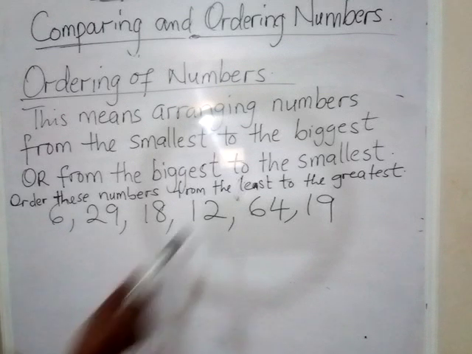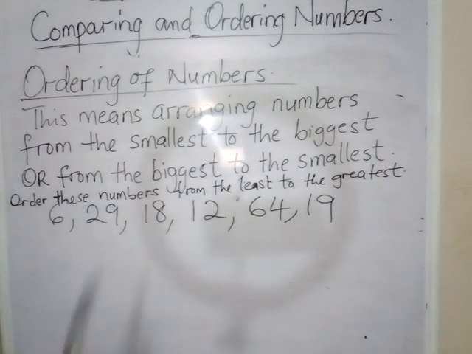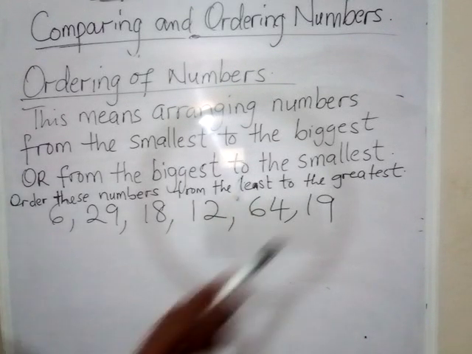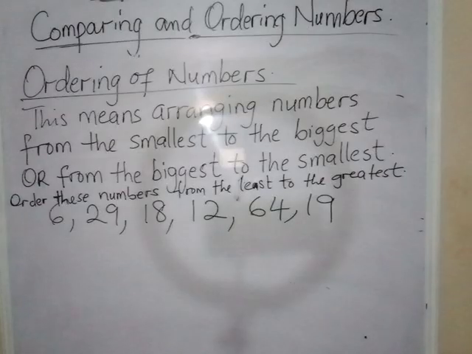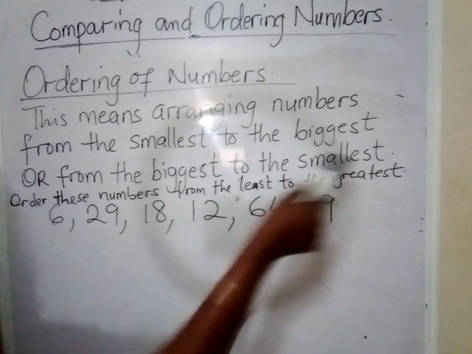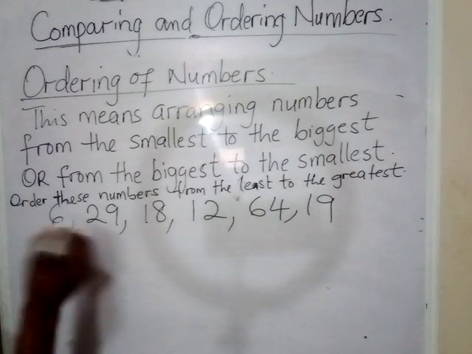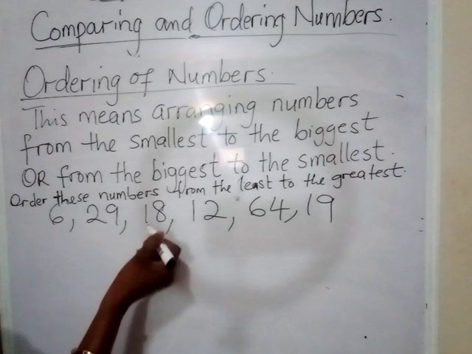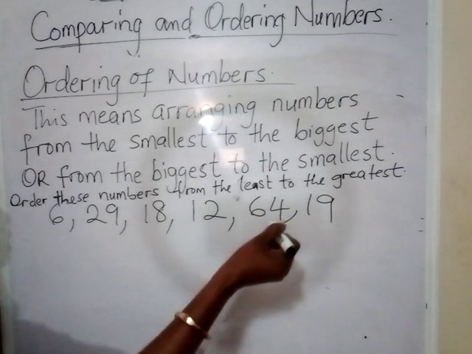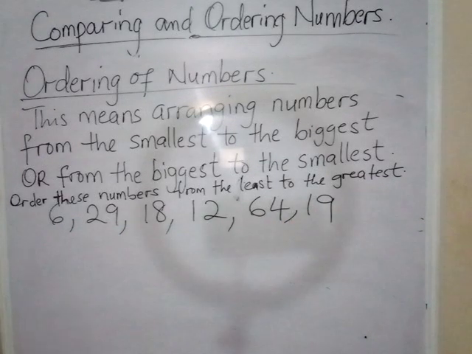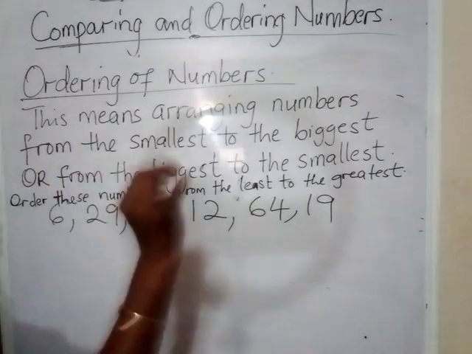What does the least mean? It means from the smallest number to the biggest number. Don't mind my writing, okay? Order these numbers from the smallest to the biggest number. So here we have 6, 29, 18, 12, 64, and 19. We're going to arrange them starting from the smallest to the greatest.